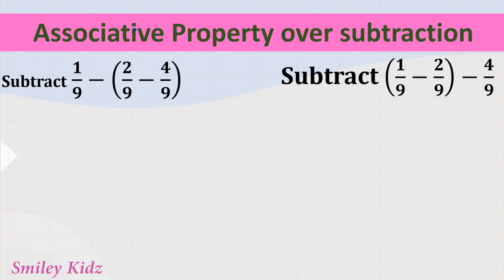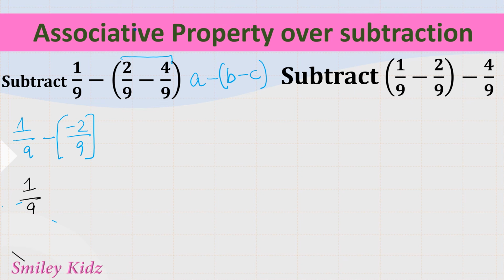Associative property over subtraction. Our property will be A minus (B minus C), where B minus C is in brackets. So first we'll be solving the bracket part. 1 by 9 minus (2 minus 4 by 9) will be equal to minus 2 by 9. So this will be in brackets. Now we will be removing the brackets and solving.